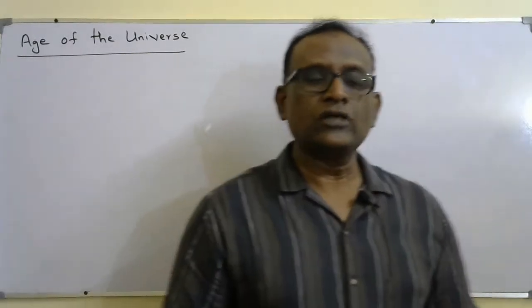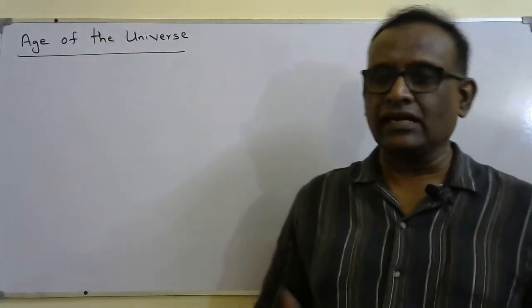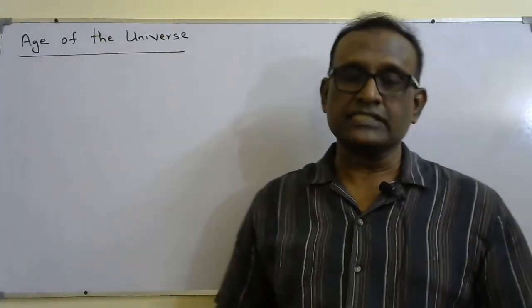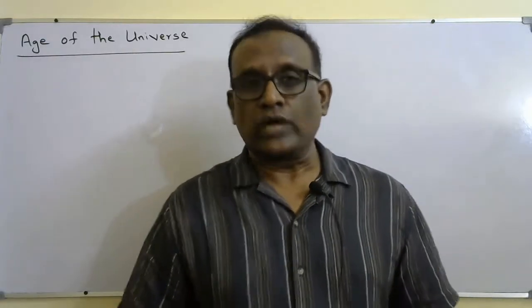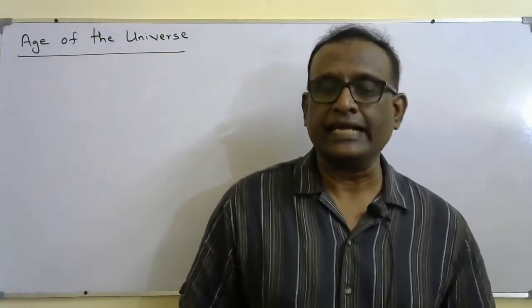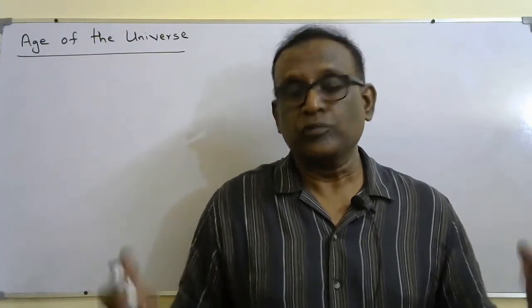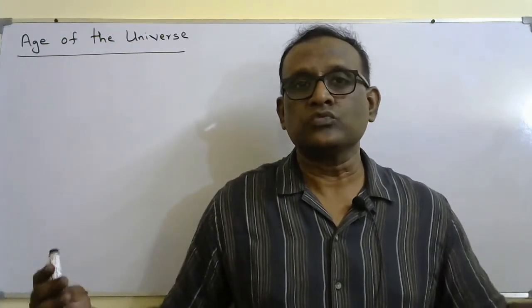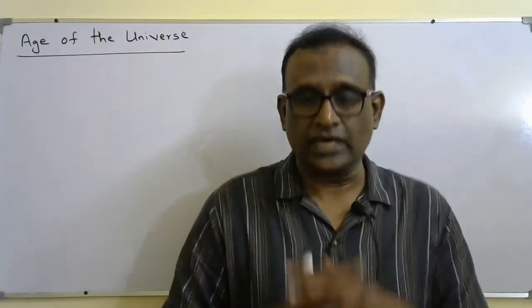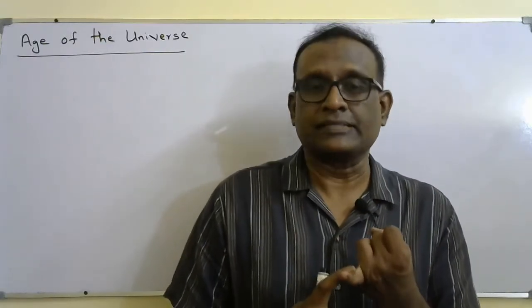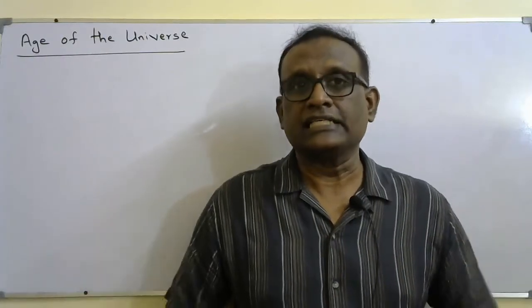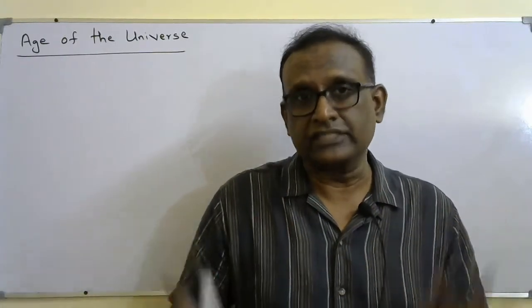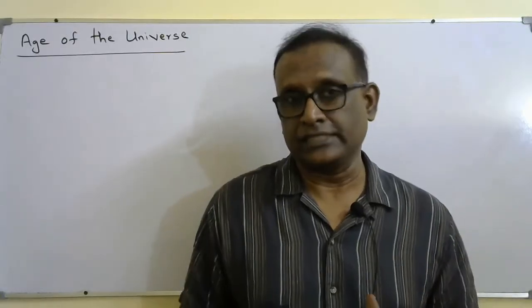Okay, so next thing is about how to estimate the age of the universe from the Big Bang. We take two assumptions. First assumption, before the Big Bang all the galaxies were together, closer to us. Second assumption, all the galaxies are moving away from each other at constant speed after the Big Bang. Two assumptions again, I'm saying.